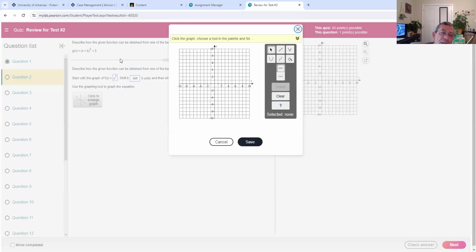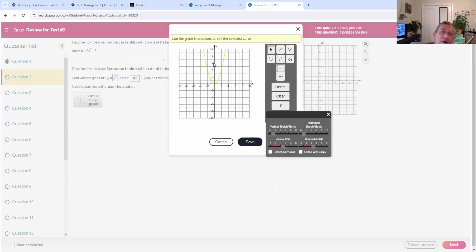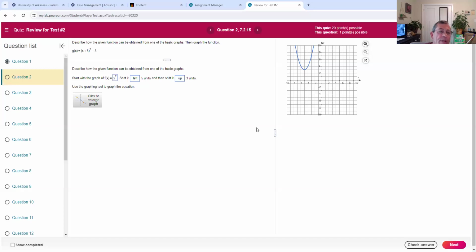Now remember, the shape of the x squared graph is the U-shaped x squared tool. So you're going to click that, and then you click anywhere on the graph. It always starts it right in the center. So then we go over here. Since we moved it left 5 units, we're going to take the horizontal shift and drag that to -5. So that moved my graph left 5. And y'all, the +3 would be a vertical shift. So we move that to +3. And it moved my graph up for me. So at that point, you can save that and move on to the next question.